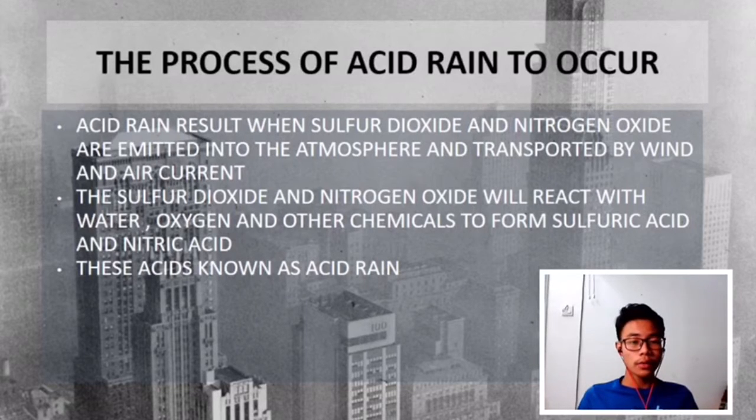Then, sulfur dioxide and also nitrogen dioxide mix and react with water, oxygen and other chemicals to form sulfuric acid and also nitric acid. And this acid is known as acid rain. For your information, sulfur dioxide and nitrogen oxide dissolve very easily in water and can be carried very far by the wind. As a result, the two compounds can travel long distances where they become part of the rain, sleet, snow, and fog that we experience on certain days.